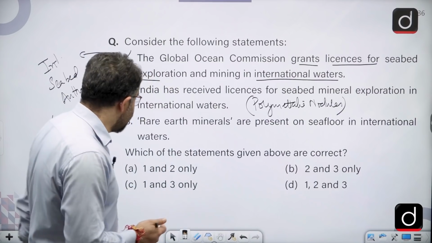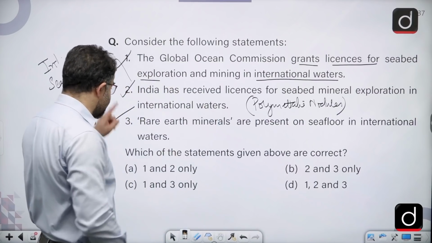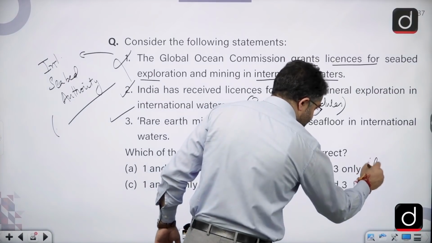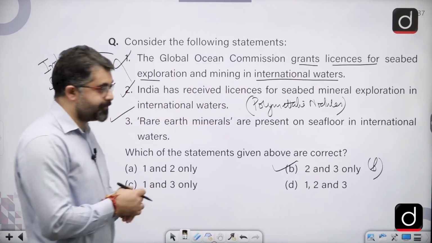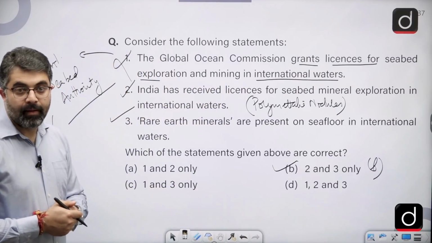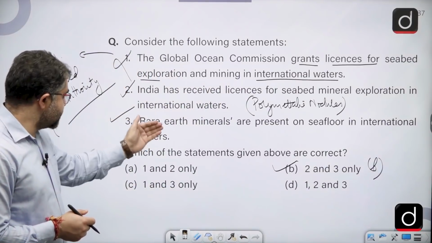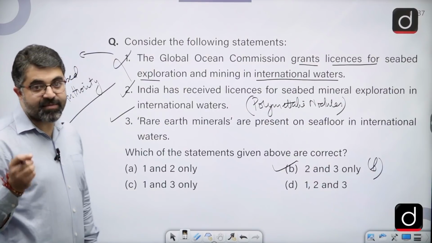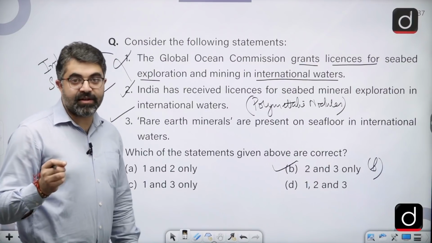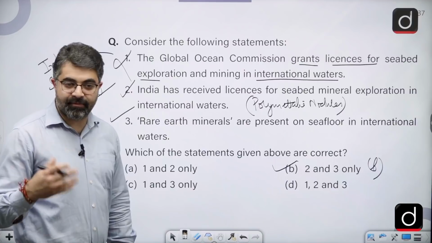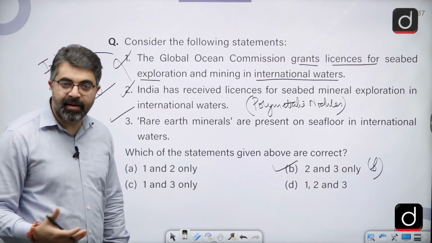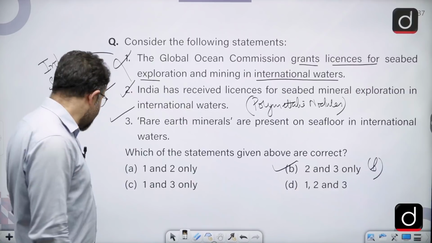So yes, that is the reason. So the second and third statements are correct, and we have B as the correct answer. So this is ocean as a resource, but I would suggest that please prepare for mains also: ocean as an energy resource, as a mineral resource, as a food resource, etc. Important questions.